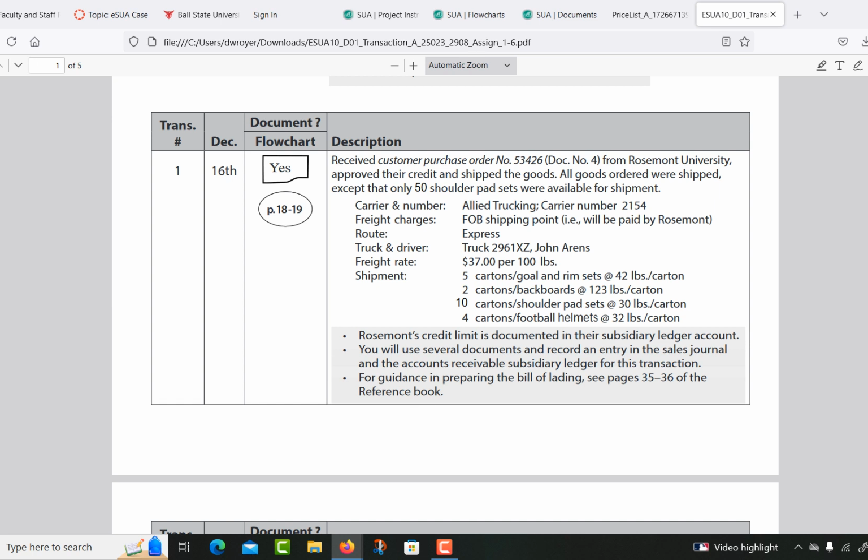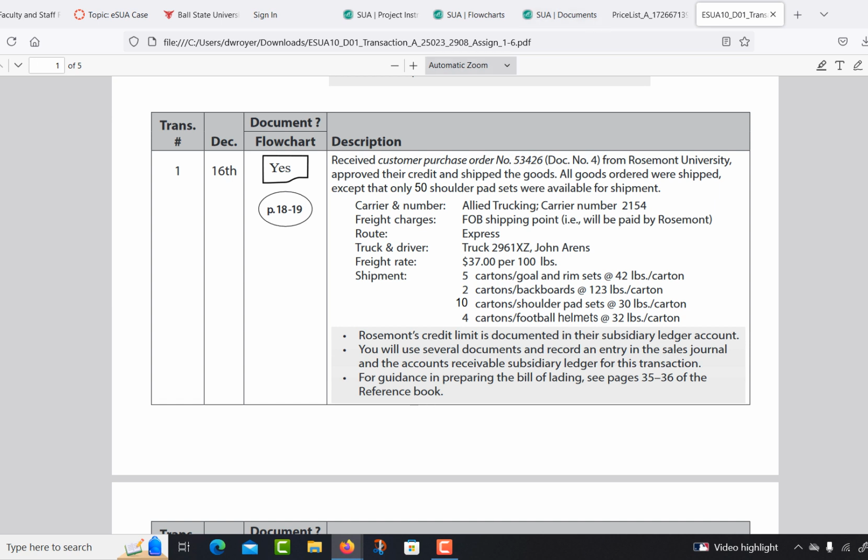Now, it's important to note that all goods were shipped except you could only send 50 shoulder pad sets for the shipment. That means that there are some of these that are going to be back ordered. And so what we'll have to do is, after we back order them, is ship them as soon as we receive them. So this is the information here. These are the cartons that you've recorded in the bill of lading.